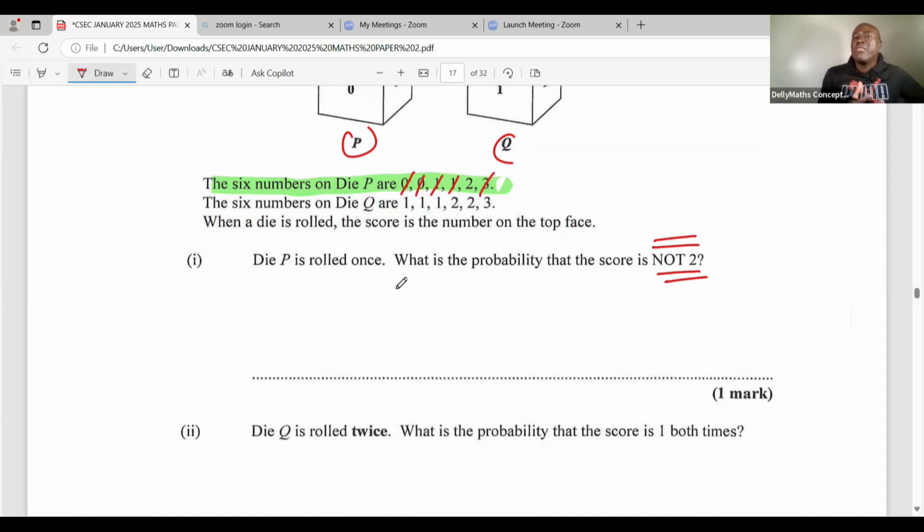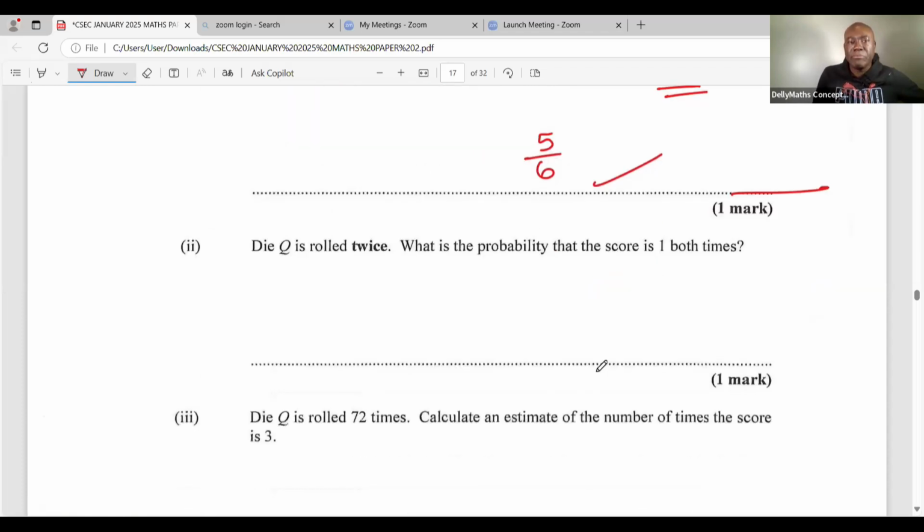So it's going to be those, which is 5 out of the 6. So in other words, if it's not going to be 2, we have a chance of 5 out of 6 possible things that could occur. So they're looking for 5/6 for that. It's a 1-mark question again.